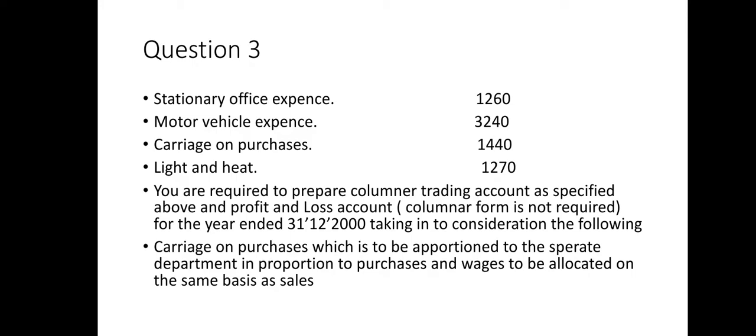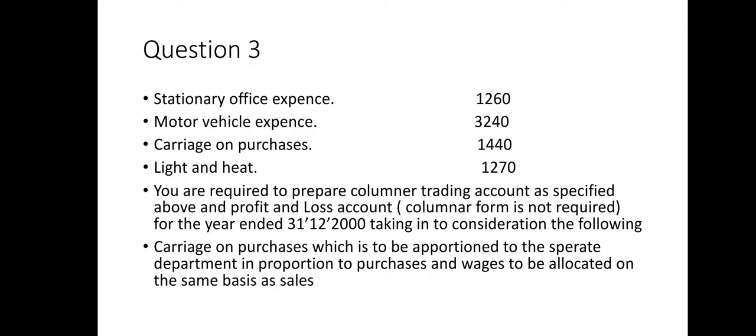As specified above, profit and loss account in columnar form is not required. As we can see in the question, columnar form is not required for the profit and loss account. So there is no need to divide stationery office expense, motor vehicle expense, light and heat expense, and rent and insurance expense. We will write all these expenses on the debit side of the profit and loss account without dividing these amounts between departments. Why? Because of what appears in the question.